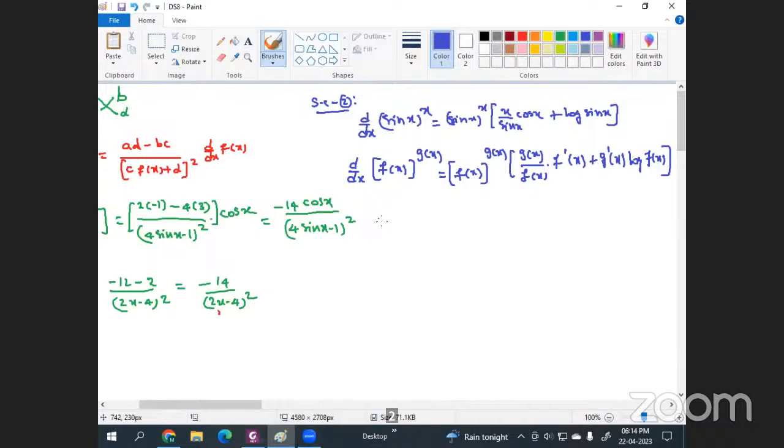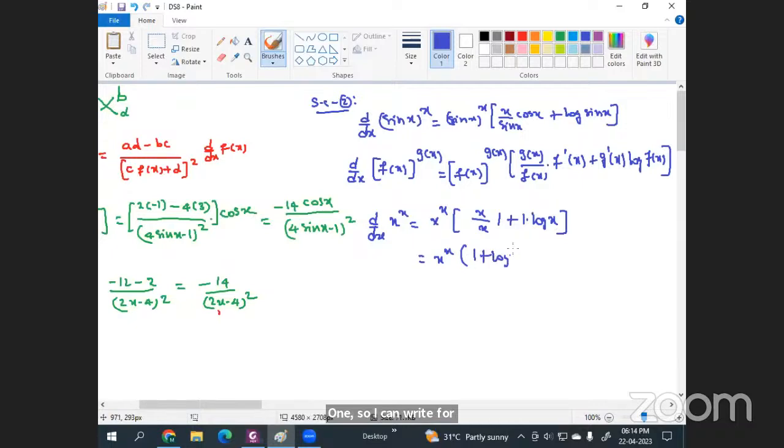Now, I'll take one more problem, dy dx of x power x. How to do this one? x power x, x by x, derivative of x is 1, plus x into x derivative, what is it? 1. x derivative is 1, log x. That's all your answer. So I can write further x power x into 1 plus log x base c.